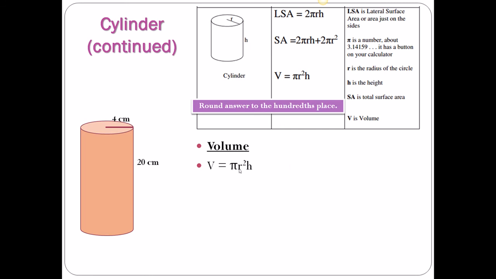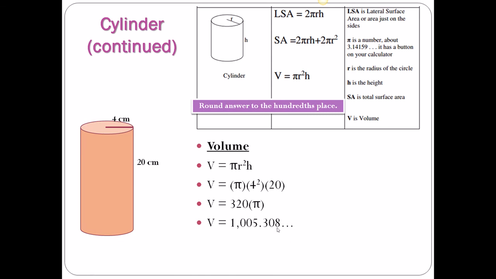And so we have pi times radius, which is 4, and we have to square it, times height, which is 20. Okay, how do you solve it? What do you do first? Okay, order of operations say you got to do your exponents first, so that's 16. So looks like I skipped ahead. 16 times 20 is 320 pi. So now I'm going to do times pi on my calculator, and I get a long decimal.